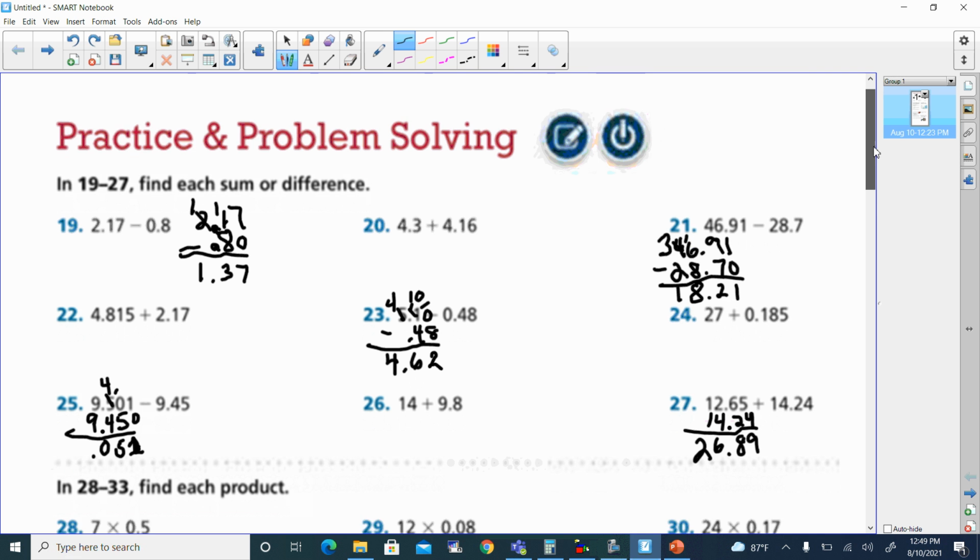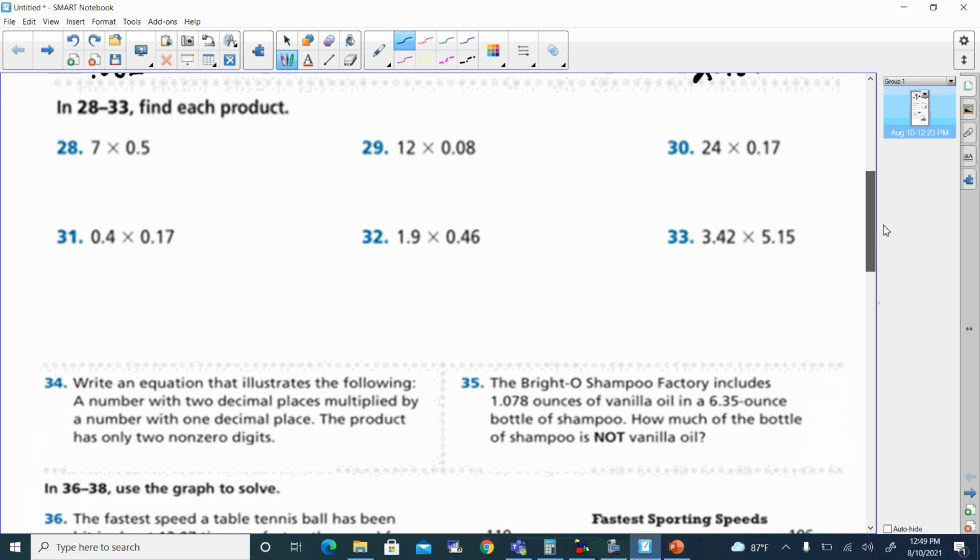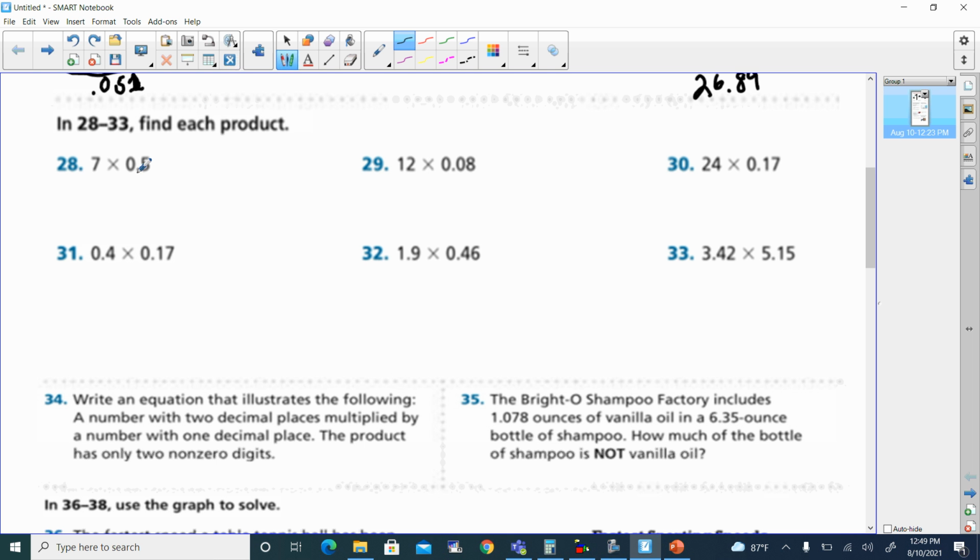All right, let's scroll down here, and it says find each product. Now we're going to be multiplying. Now, the thing about multiplying is you have to remember that after you multiply these as whole numbers, then you count how many places the decimals have gone to move over total in both your numbers, and then add them together and put them in your answer. So 7 times 5 would be 35, for instance. And oh wow, I am doing number 28, and I shouldn't have done that one. So I'm going to erase that because I want you guys to do your own work. I'm doing number 29. Sorry about that.